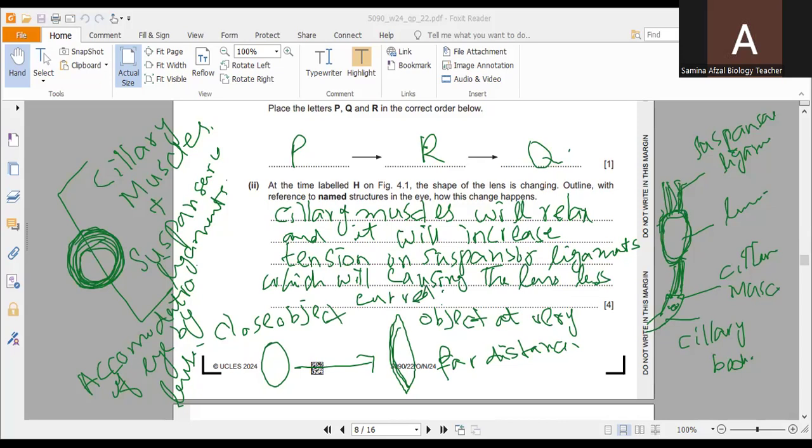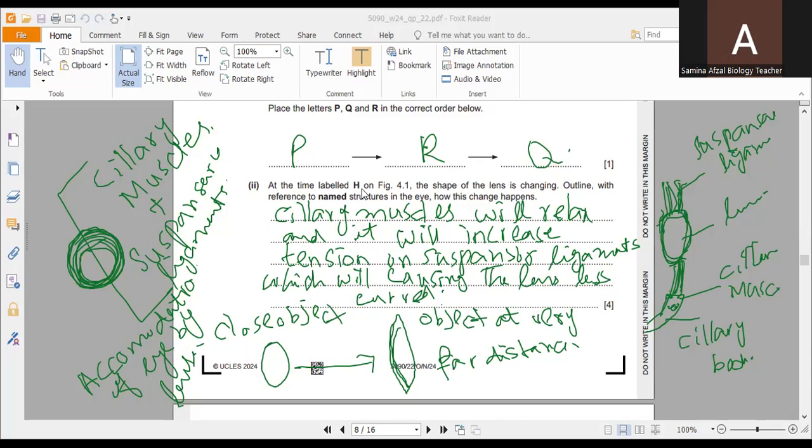And on the other hand, if the ciliary muscles are contracting, the suspensory ligaments will slacken. So what will happen? It means the eye is observing the object which is very close to the eye. So curvature will increase because the suspensory ligaments become slackened, which will increase the curvature of the eye.